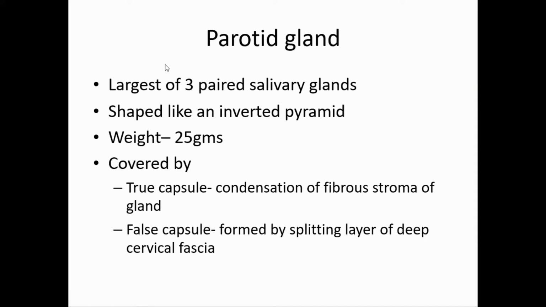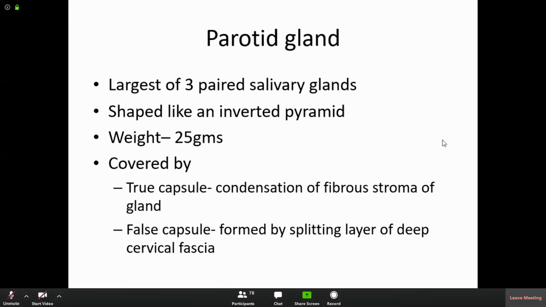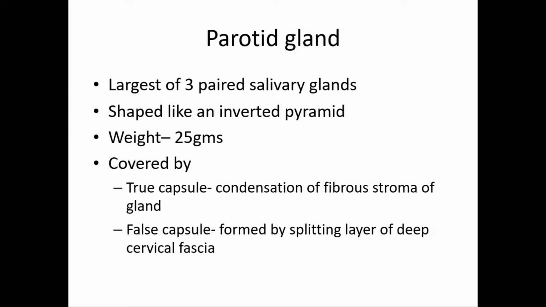And the false capsule is formed by the splitting layer of the deep cervical fascia. The true capsule is formed by the condensation of the fibrous stroma of the gland. The false capsule, formed by the splitting layer of the deep cervical fascia, splits to enclose the parotid gland.